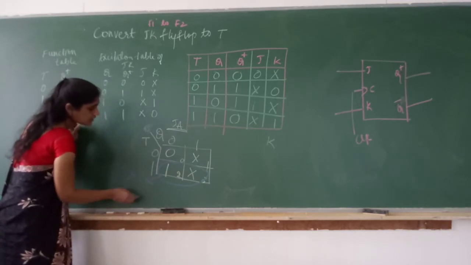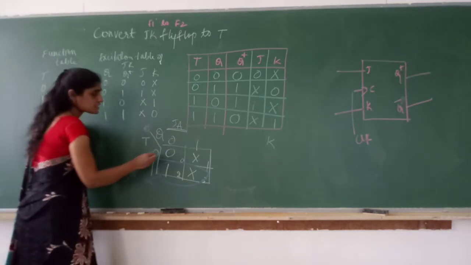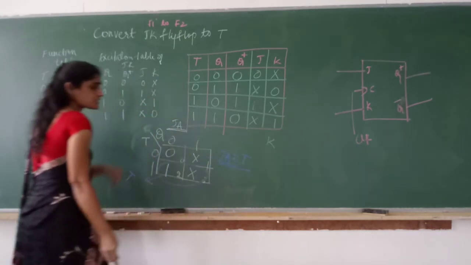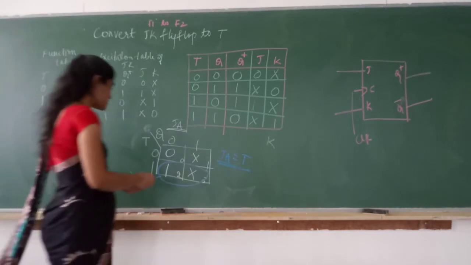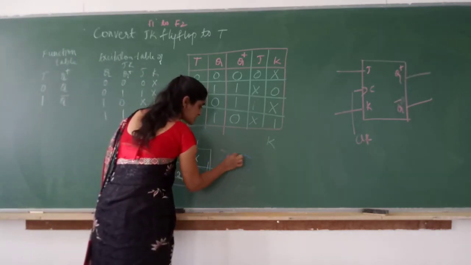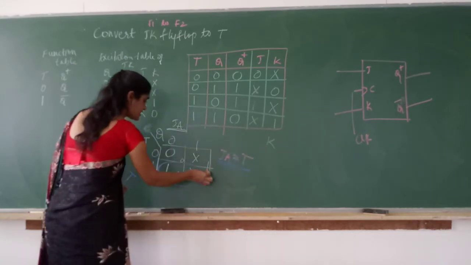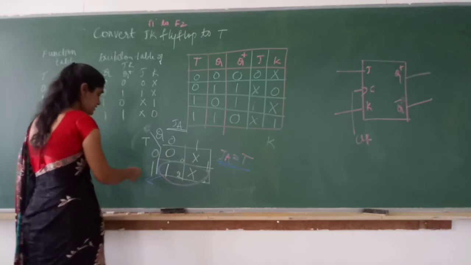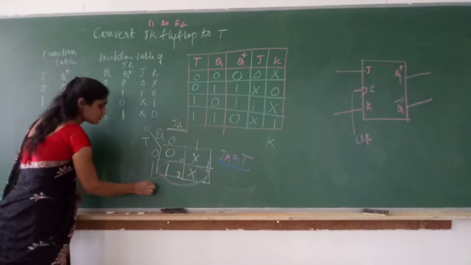T, correct? JA is equal to T. I got the equation as JA equal to T. Similarly, derive an equation for K. If you cannot see, this is JA. JA is equal to T, as we have combined 2 and 3. So Q will get cancelled and this will be T.